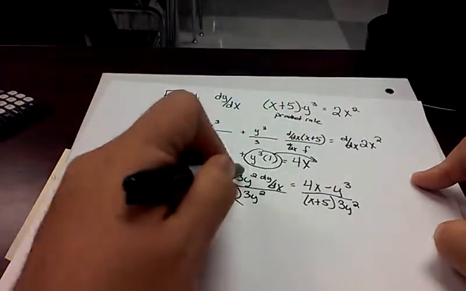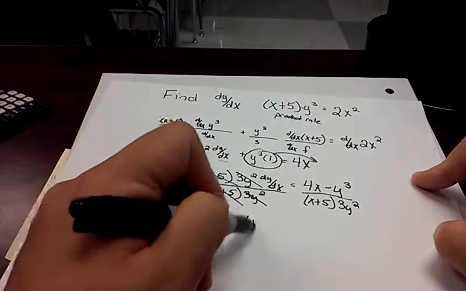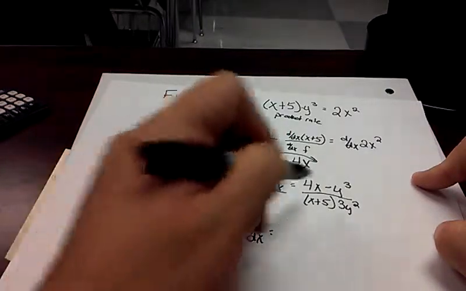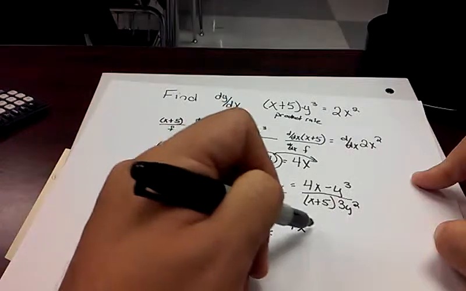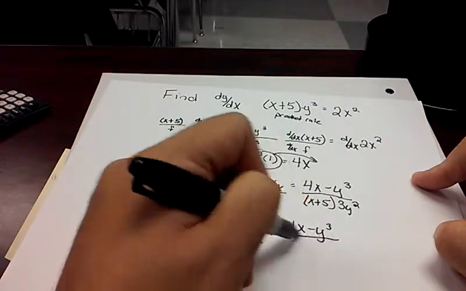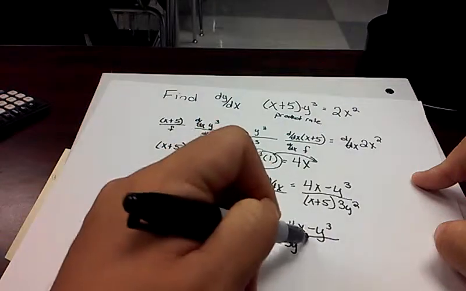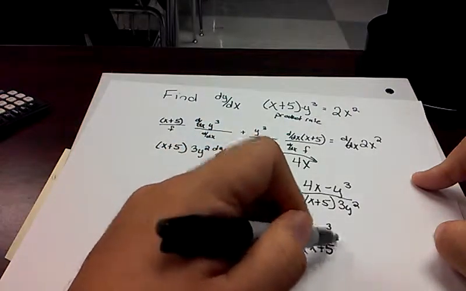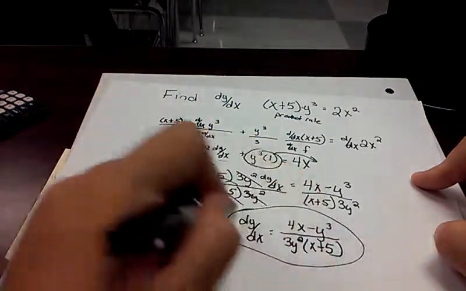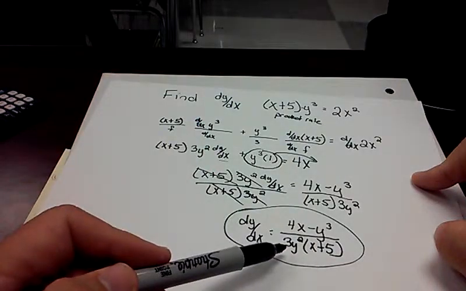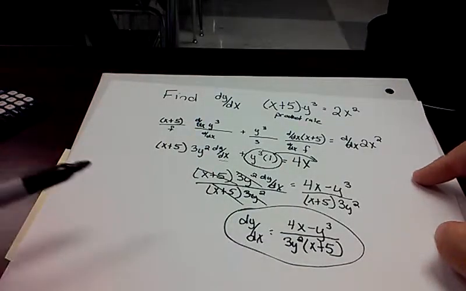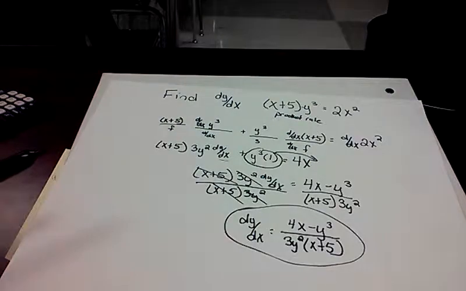Then this will cross out, leaving the dy over dx, which is what I want. And so in the numerator, I have 4x minus y^3, and in the denominator, I'm just going to put that 3y^2 term first, and then times x + 5. Now, I could, if I wanted to, distribute this 3y^2, but there's no need to. We can leave it just like that, and that would be the answer.